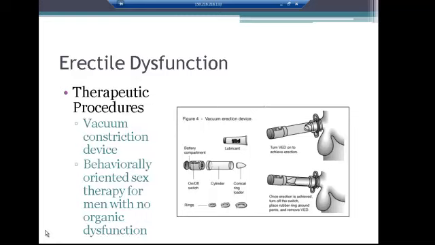They say they're highly effective, but they are a little cumbersome, and patients don't commonly like to use them. And then you also have to know that there's behaviorally oriented sex therapy for men with no organic dysfunction who are having anxiety related problems.